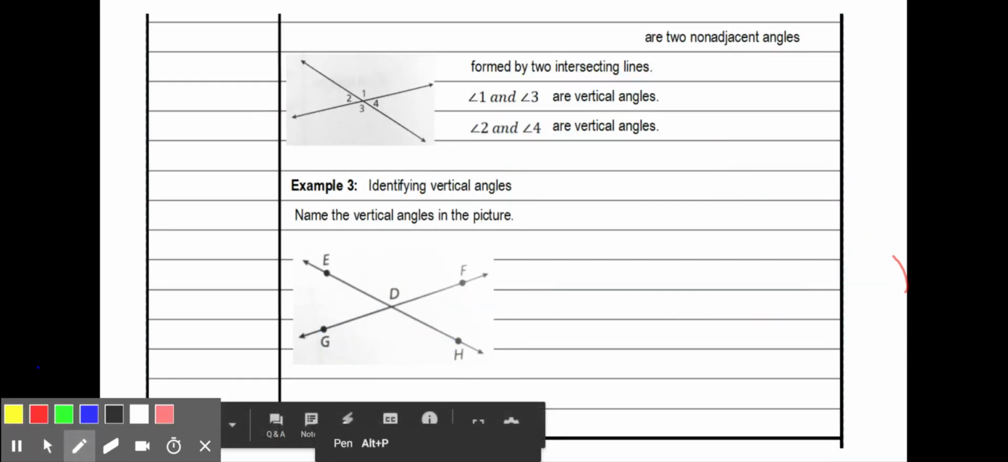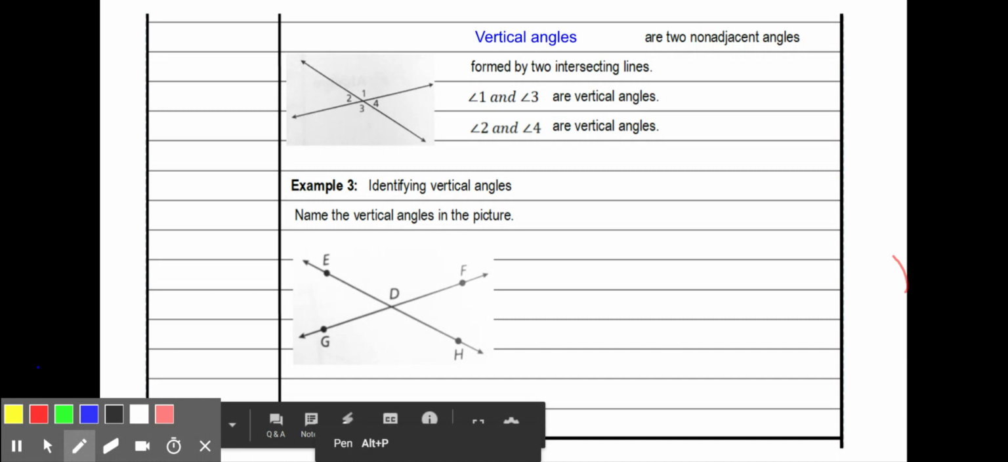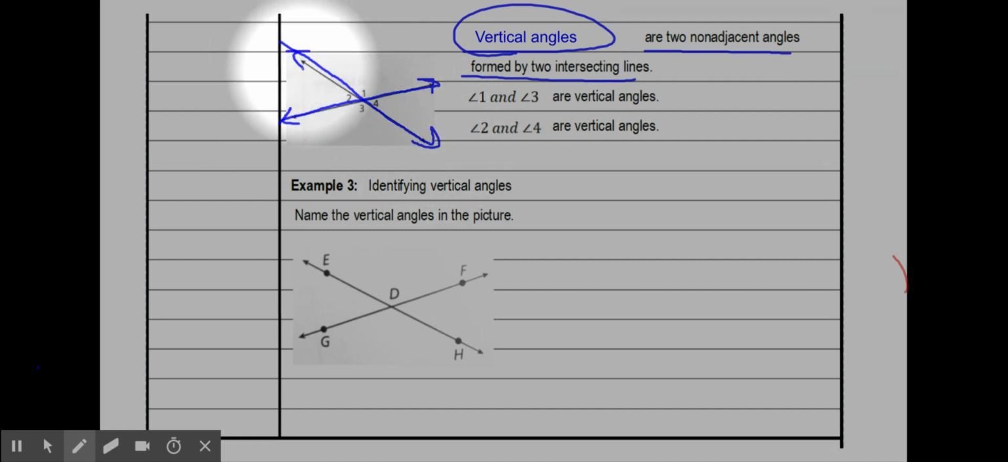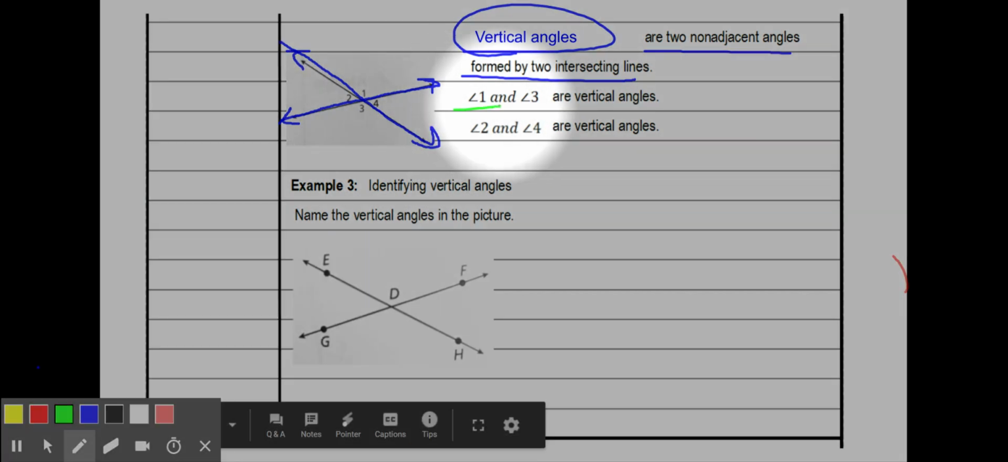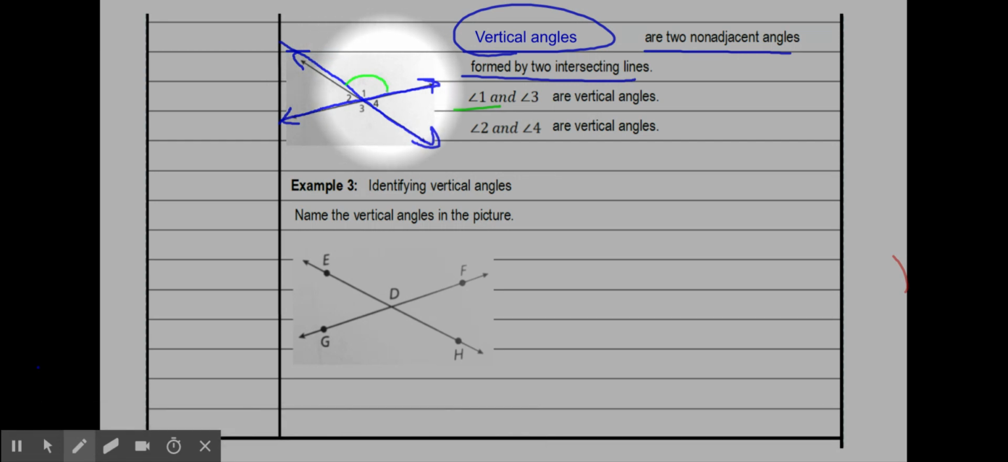Okay, here I see an interesting picture. Here I have vertical angles. So vertical angles are two non-adjacent angles formed by two intersecting lines. So in my figure, I have one line intersected by another, and I can look at angle 1. If I find that first, I can look for my vertical angles. So I'm going to look across the intersection. Okay, they've got to be not adjacent, so this means not touching.